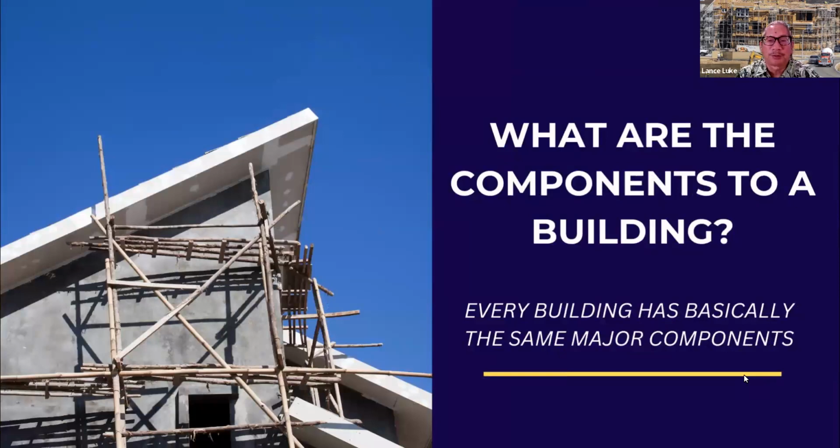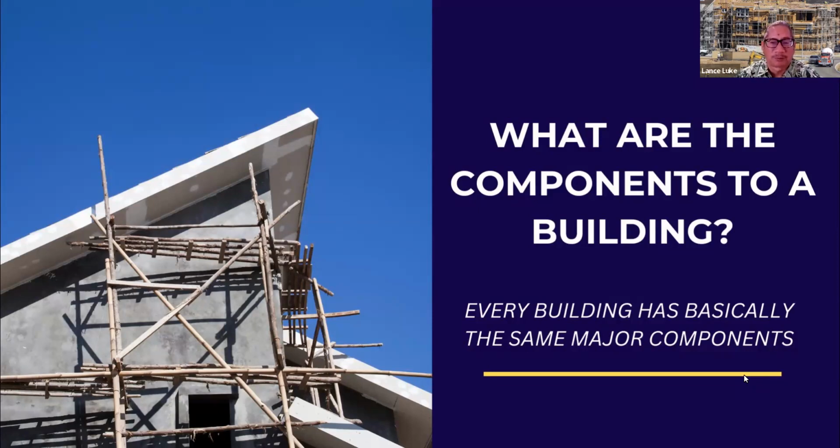What are the components of a building? Well, we talked about the footing, the foundation, the superstructure. Every building has basically the same major components, regardless of whether it's a house, a shopping center, an office building, a high-rise condo building, and so forth. By basic major components, I'm talking about foundation, your walls, your roof, things like that.